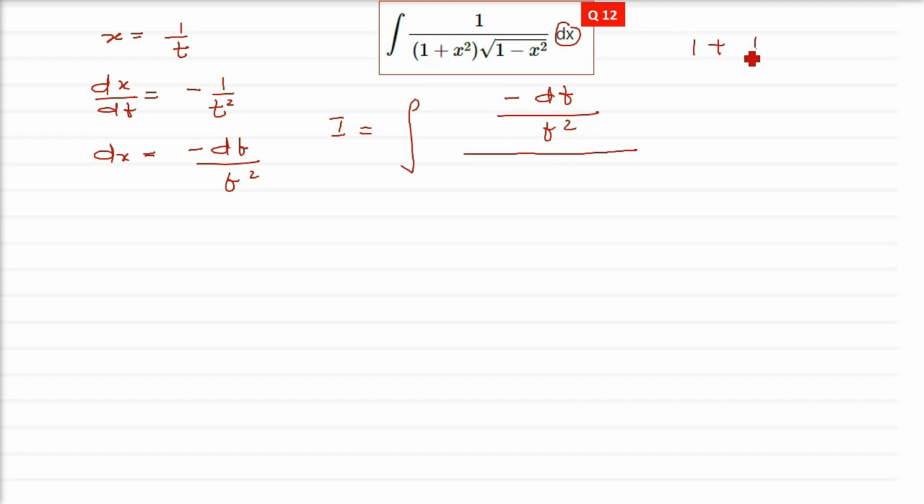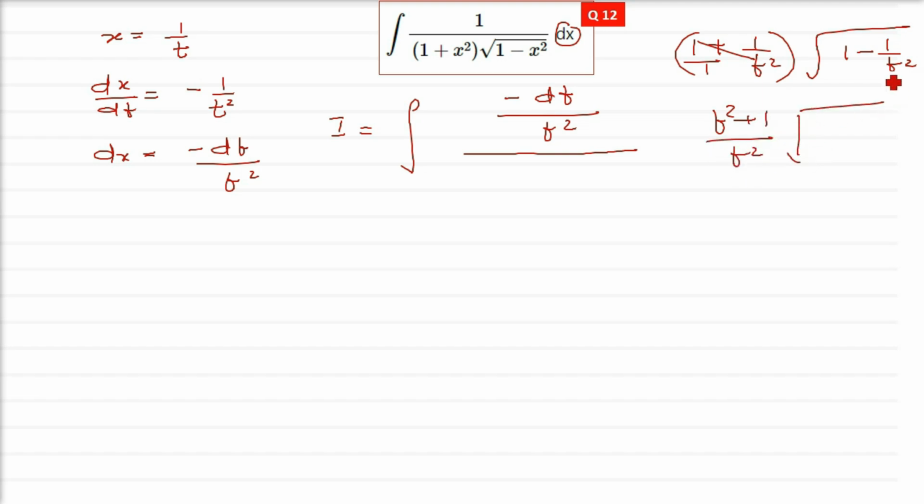Let me do it here. 1 plus 1 by t square, this is your first term. The second term will be 1 minus 1 by t square. Let's resolve it first and then we'll put it in the denominator. So this will be t square plus 1 divided by t square. Inside the root we'll get t square minus 1 by t square. And since the denominator is t square under root, we can just take it out. You can write it as t.